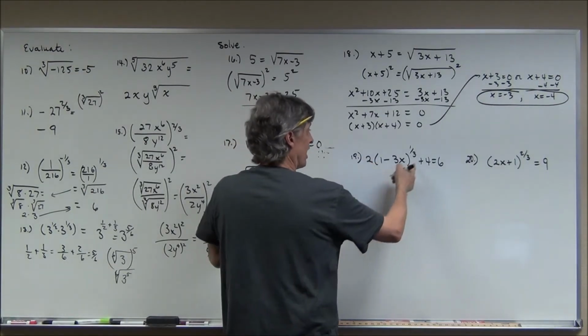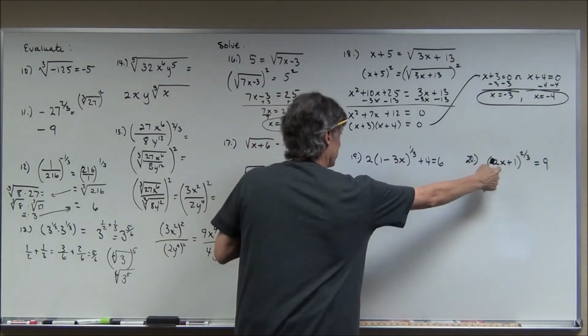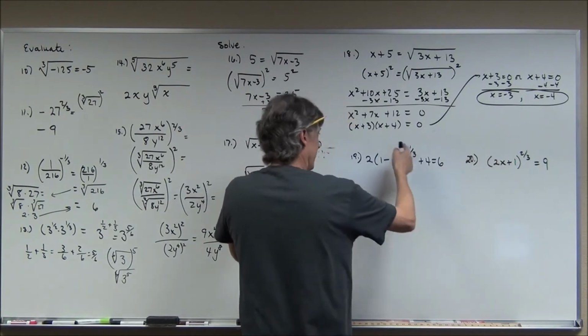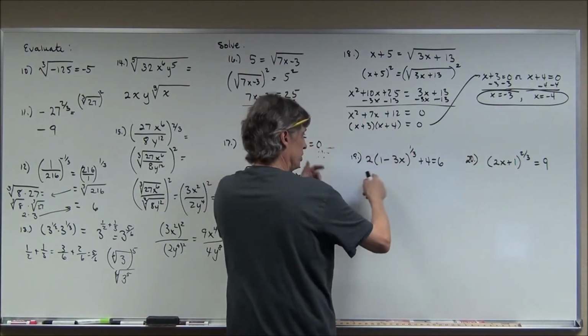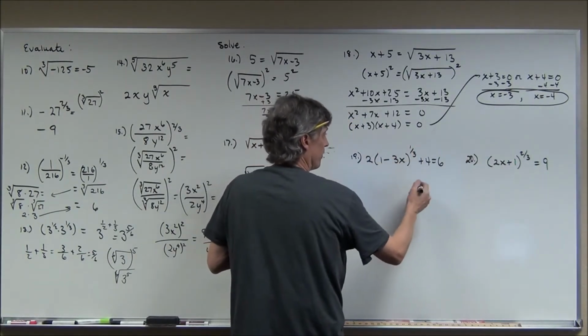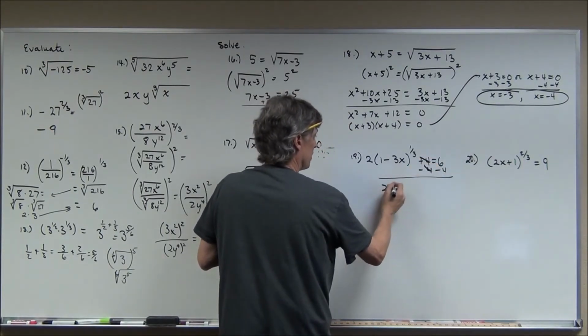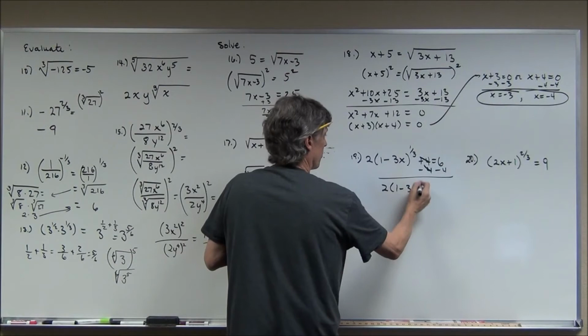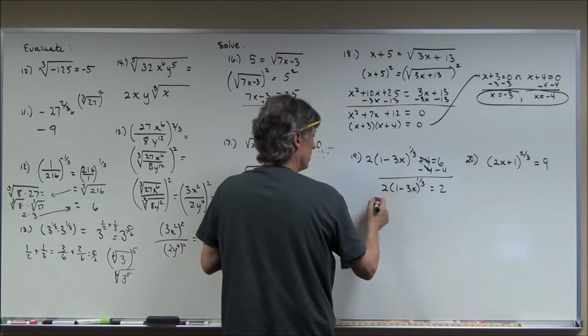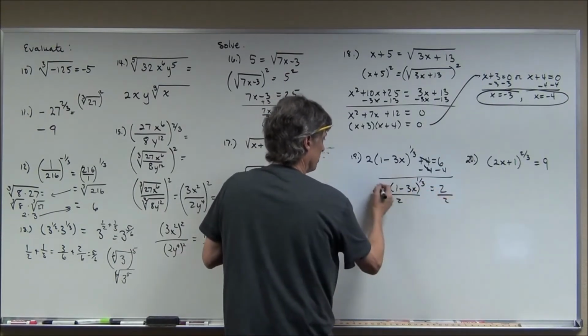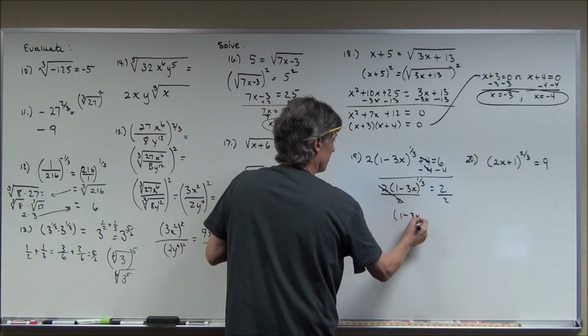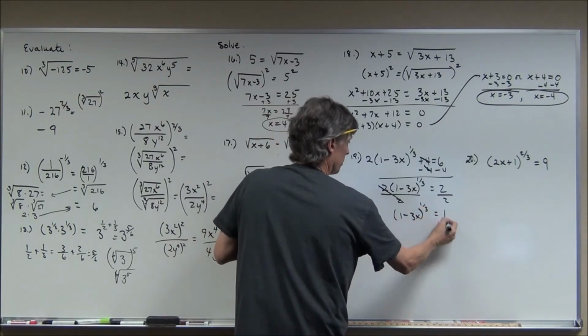But first things first, isolate this expression. See how this guy's already all by himself? You got to get this guy all by himself. So undo, get rid of the 2 times to get rid of the 4 that's being added. I'll subtract 4. I get 2 times the quantity 1 minus 3x to the 1/3 is equal to 2. Divide both sides by 2. I get the quantity 1 minus 3x to the 1/3 is equal to 1.